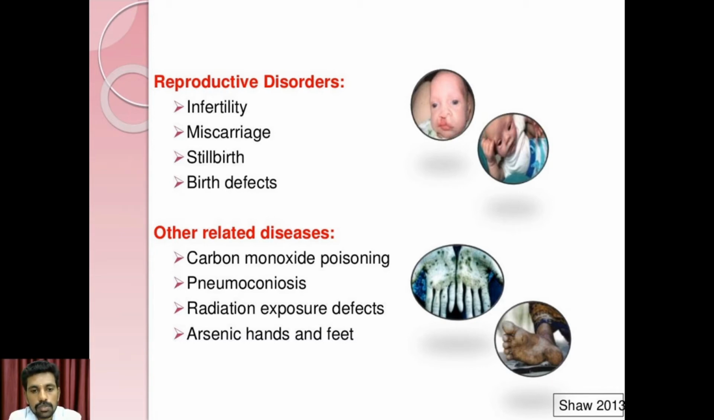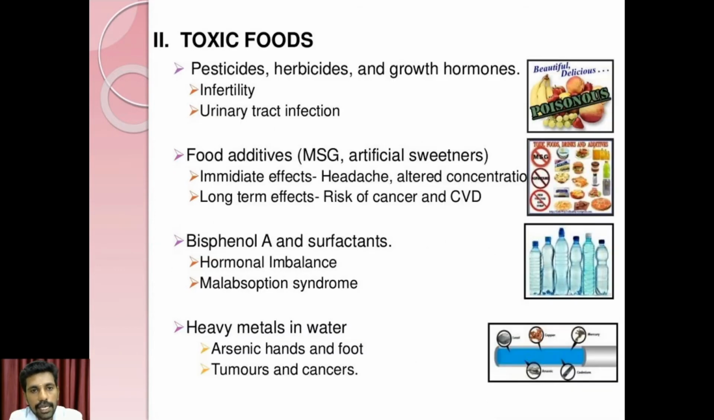And also some other relevant diseases: carbon monoxide poisoning, pneumoconiosis, radiation exposure effects in men, arsenic hand and feet. So second one, toxic foods. Toxic food, pesticides, herbicides, and growth hormones can result in infertility and urinary tract infections.